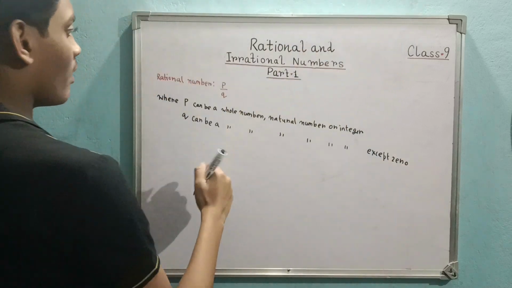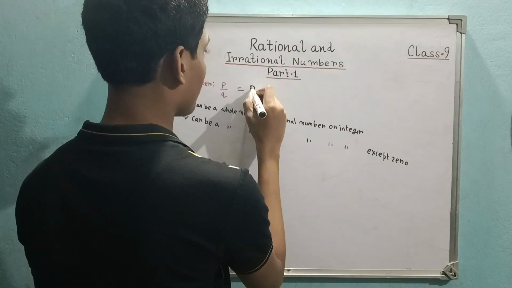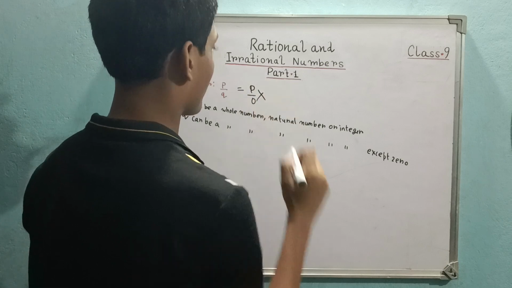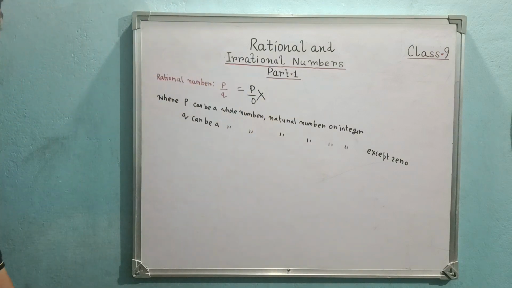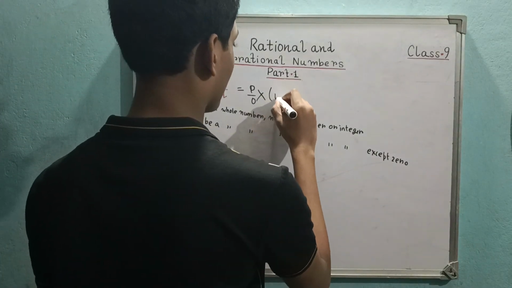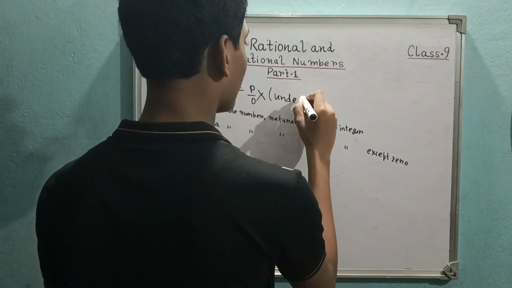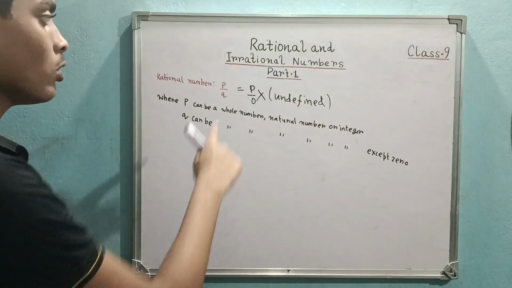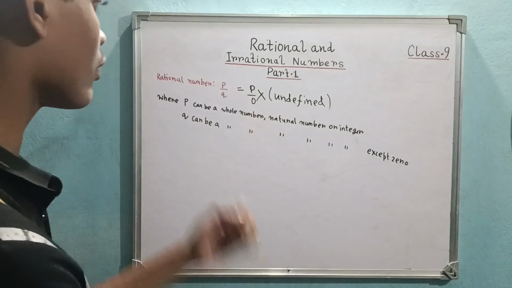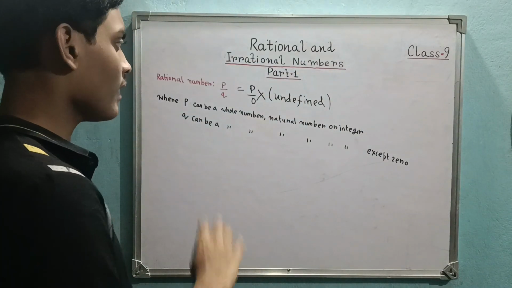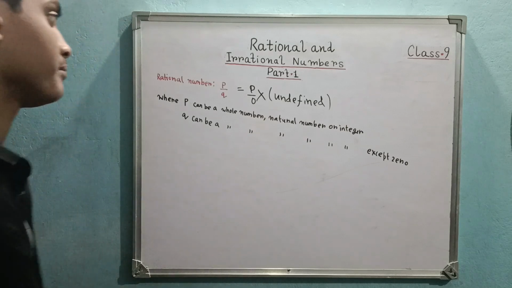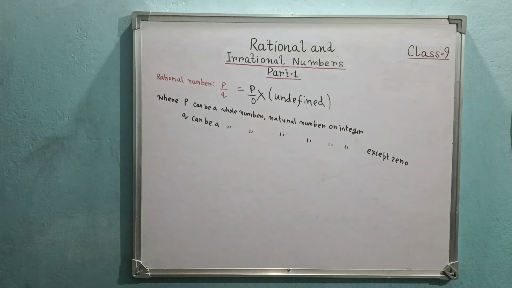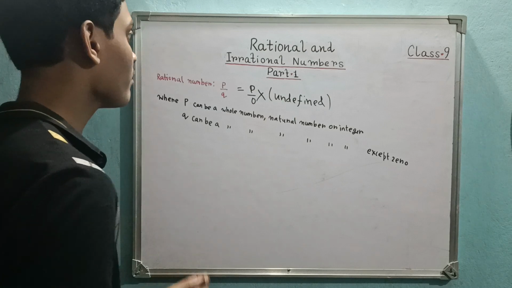That means the rational number shouldn't be in the form of p by 0. This is not right. This value is considered undefined, it is impossible. So the denominator q of this rational number shouldn't be 0 and p can be anything. That is a rational number. And irrational numbers are what? Actually, they're endless.